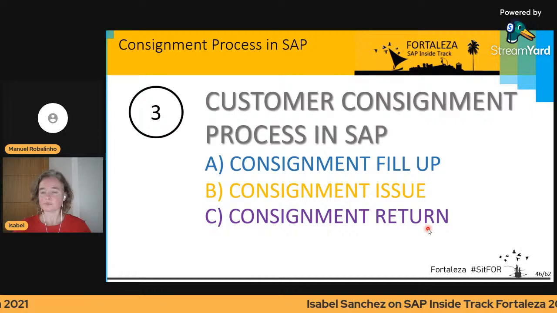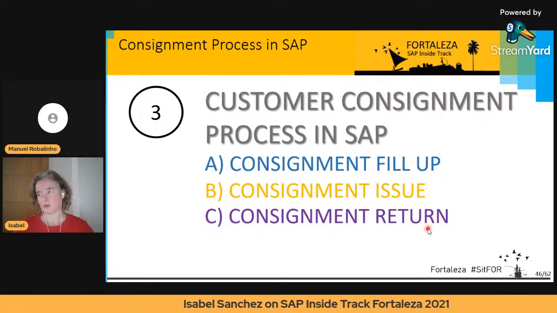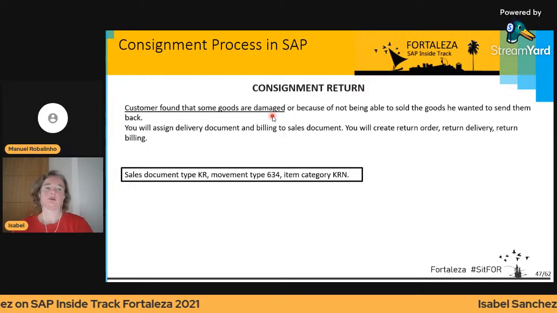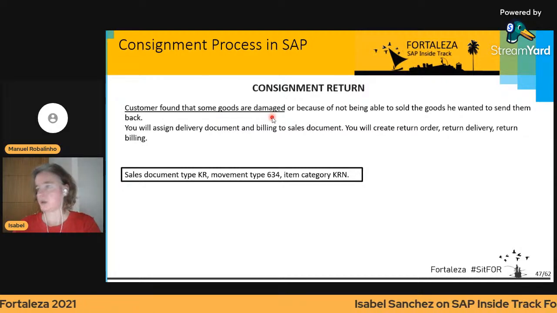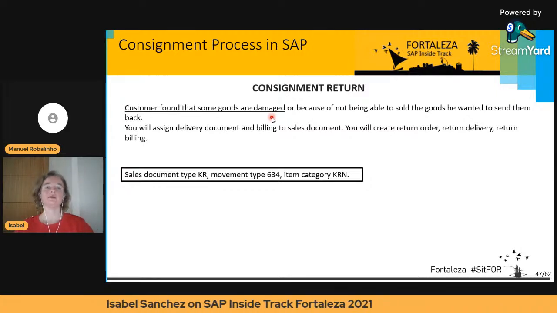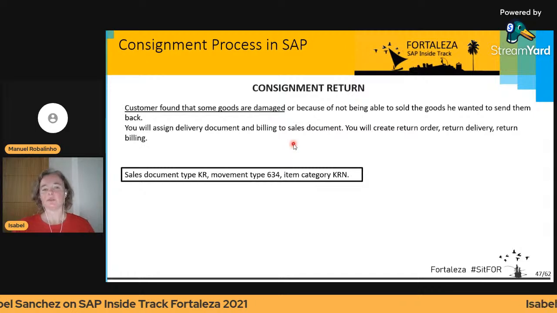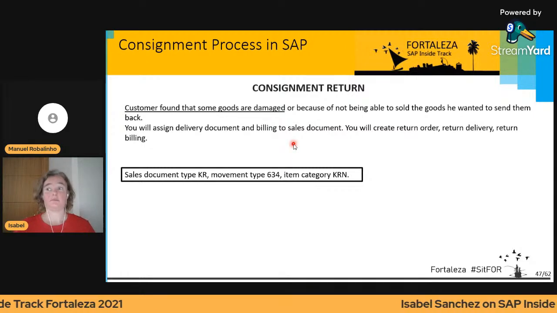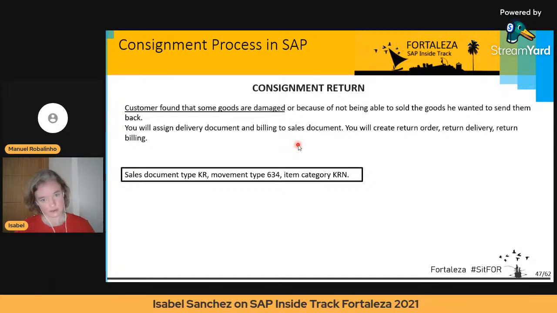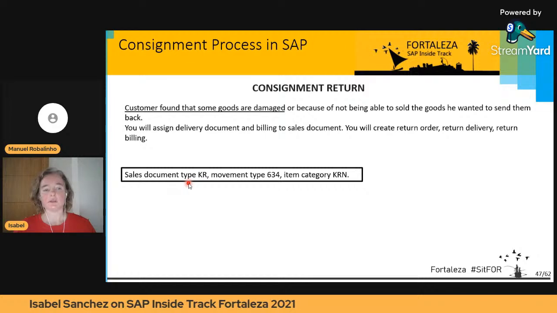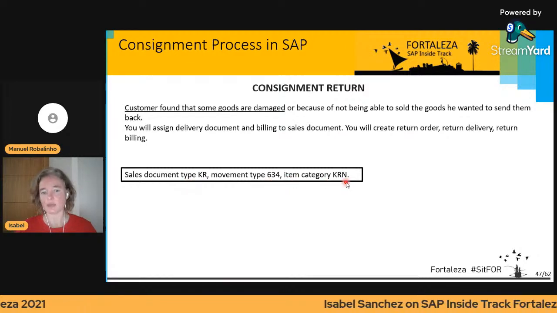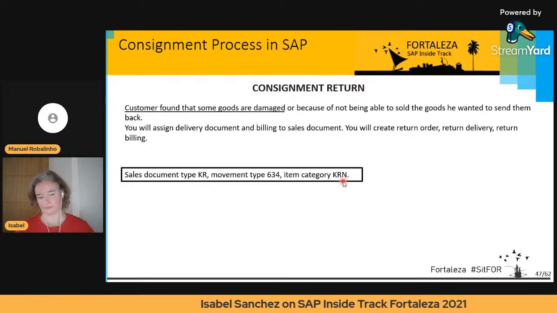Consignment return is the third process. In this part, a customer finds that some goods are damaged, so he proceeds to return them to us, to our own company. And in this case, there are billing and invoice financial documents. Sales document type here, movement type 634, and item category KRN.